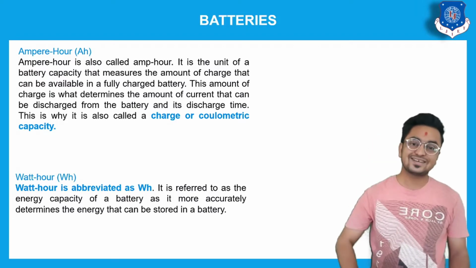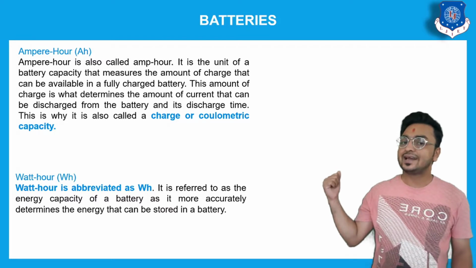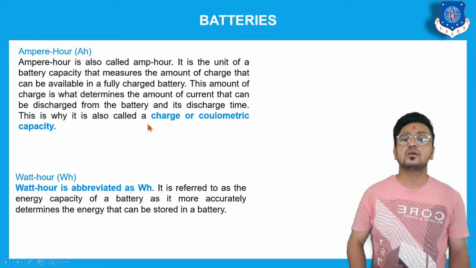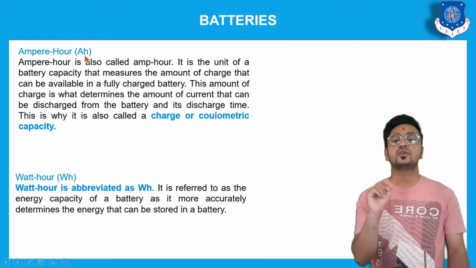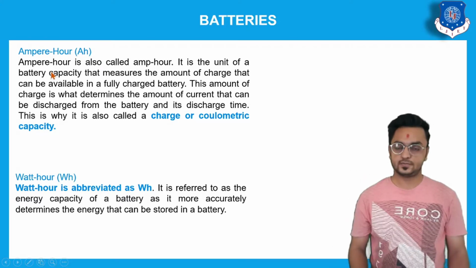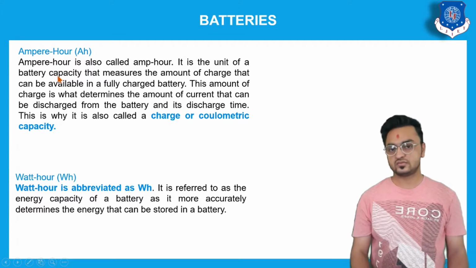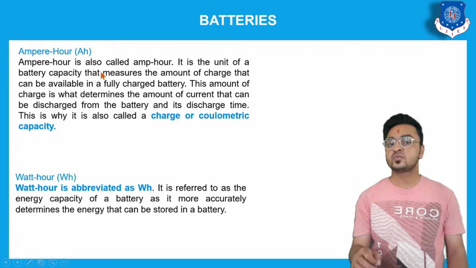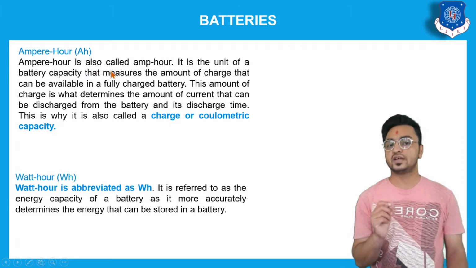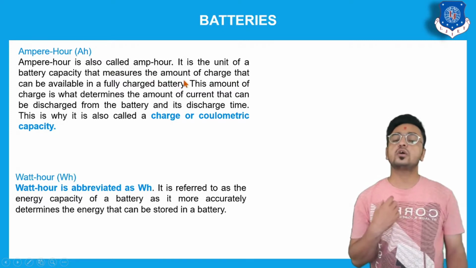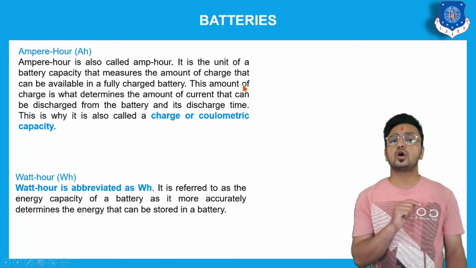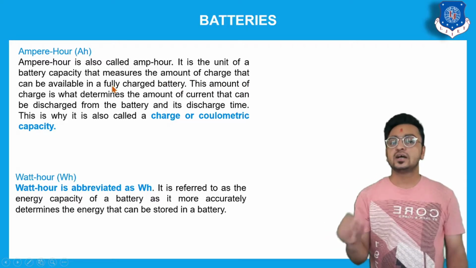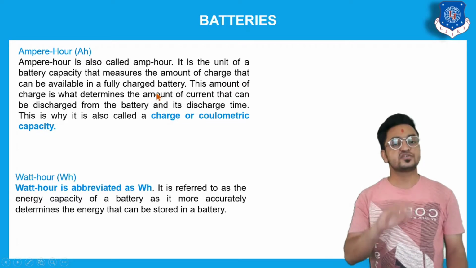So here, let's start with our first term, and that is the ampere hour. In short form, that is given by AH. Now, what is ampere hour? Let's find out. Ampere hour is also known as the amp hour in short form, and it is the unit of battery capacity that measures the amount of charge that can be available in a fully charged battery.